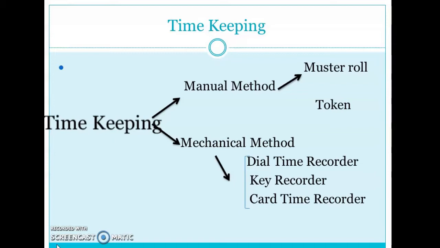Then the next one is card time recorder. This is the most popular method of timekeeping in large concerns. Under this method, each worker is given a time card which is kept at the factory gate. When a worker enters, he picks up his card and puts it in a time recording clock which prints the exact time of arrival.